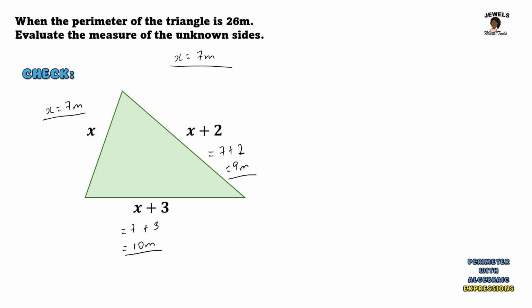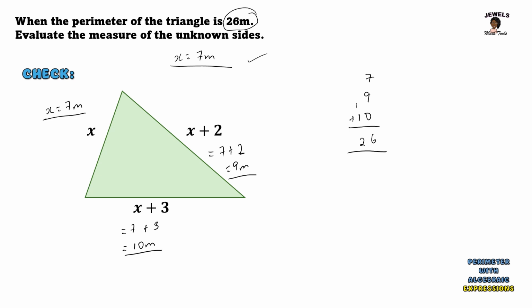So now let's perform our check. Remember, everything is supposed to add up to our 26 meters. So we have 7 plus 9 plus our 10. So 9 plus 7 is equal to 16. We'll put our 6, carry the 1. 1 plus 1 is 2. And we see that all of our sides do add up to 26 meters, which means that for this question, our x equal to 7 meters is the correct solution for this equation.